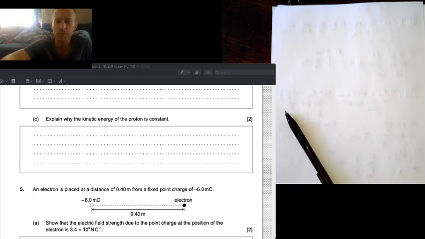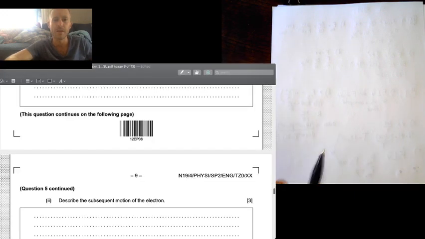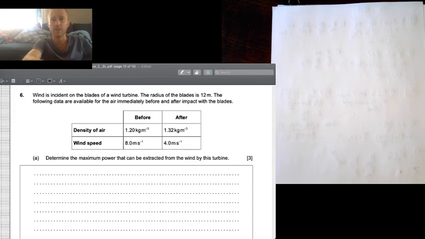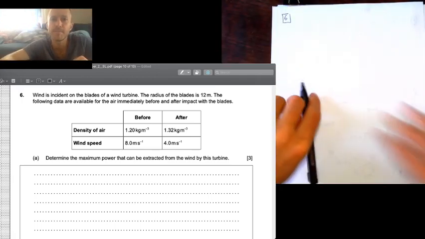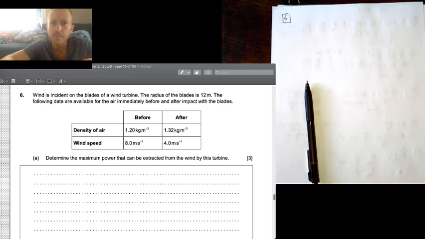Okay, next, I'm doing question 6, the last question for today. You can see I've got a density of air and wind speed, so that tells me it's going to be a climate change, energy production kind of problem. Wind is incident on the blades of a wind turbine. The radius of the blades is 12 meters. The following data are available immediately before and after impact with the blades.